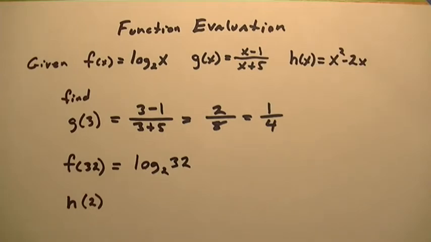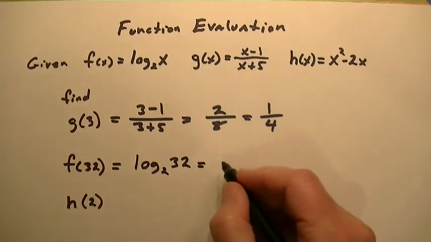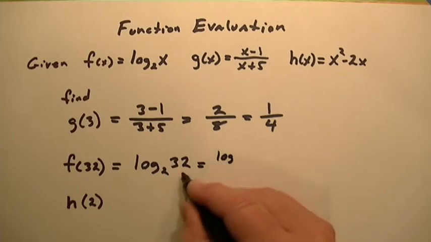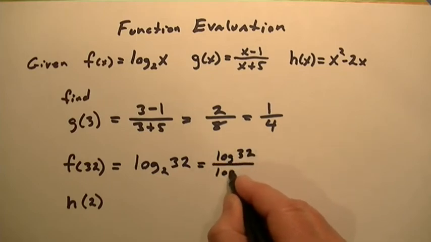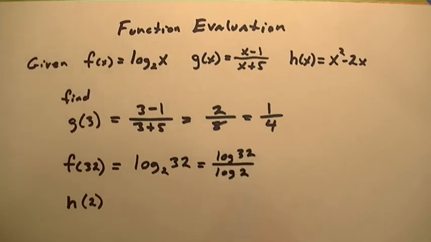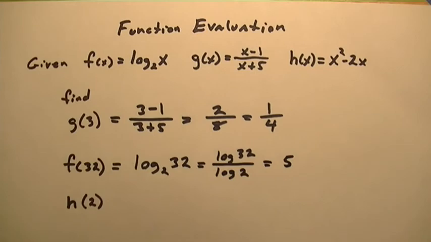But if that doesn't ring a bell, then the easiest thing to do is use what's called the change of base. We're using a base 2. Your calculator may or may not be able to do a base 2, so you can always do a base 10, a common log. So we use the common log of 32 divided by the common log of 2, and if you crunch that out in your calculator, I'm sure it will tell you that the answer is simply 5.